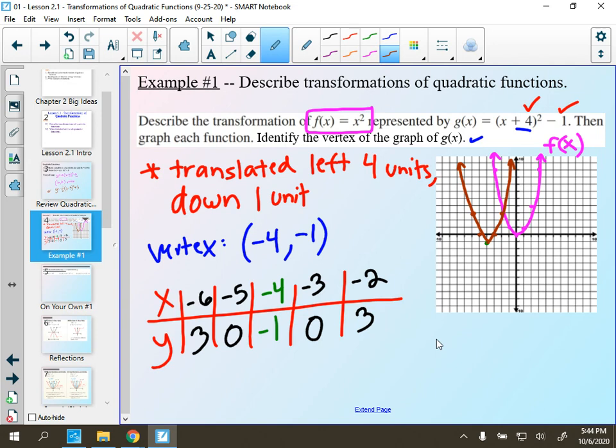Other than me forgetting to label my new graph, that's g of x. It's color coded. Hopefully that helps distinguish. I know a lot of times you're working in pen or pencil, so it's hard to tell. That's why I want you to label, and that's what we should do when we put multiple graphs on the same coordinate plane. So there we go. We've described, we've graphed each function, and we've identified the vertex of g of x.